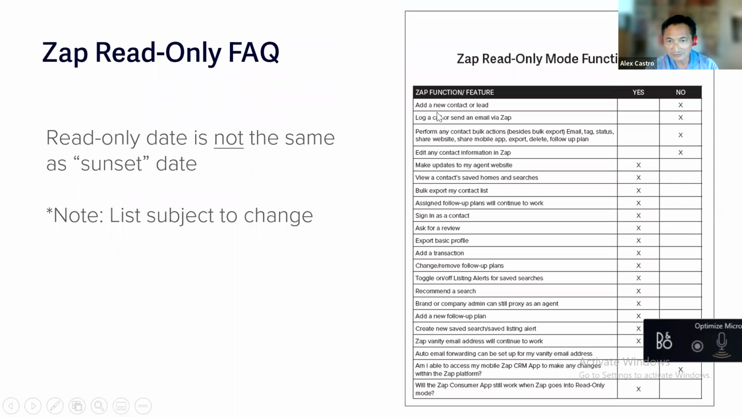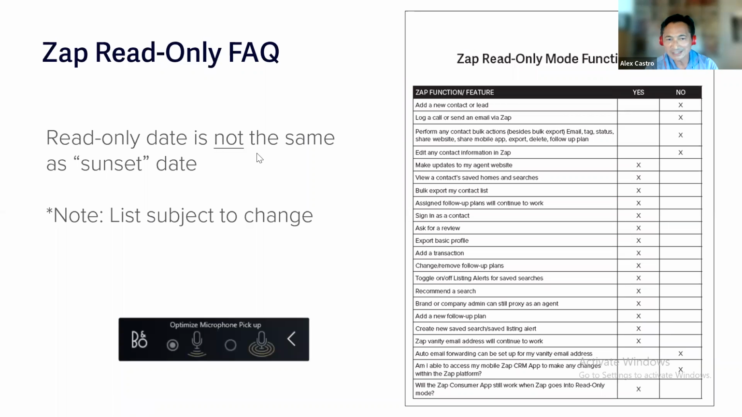Okay, so number 1, Zap read-only FAQ. I'm not going to read this entire document because you guys could use it as reference and check it out. Read-only is not the same as sunset. Sunset date for Zap is scheduled for December 30th, 2022. Okay, you can see in read-only, not everything is available, but you have read-only functionality.